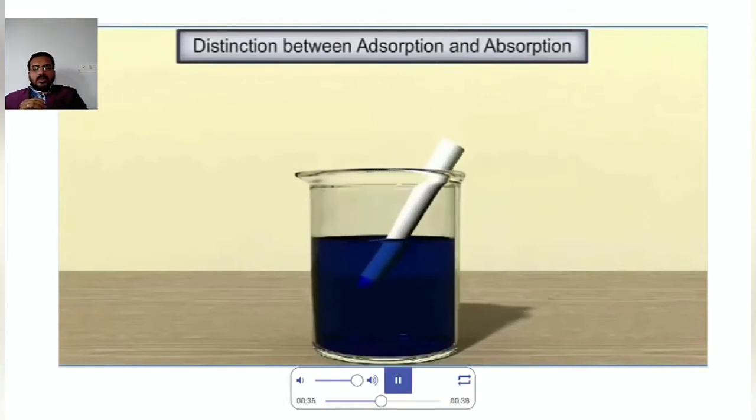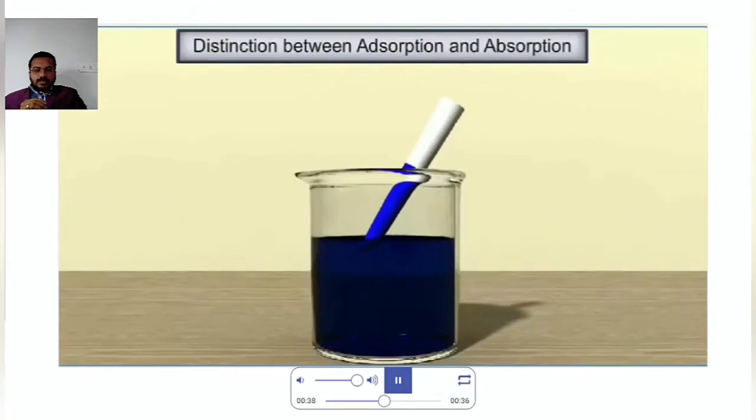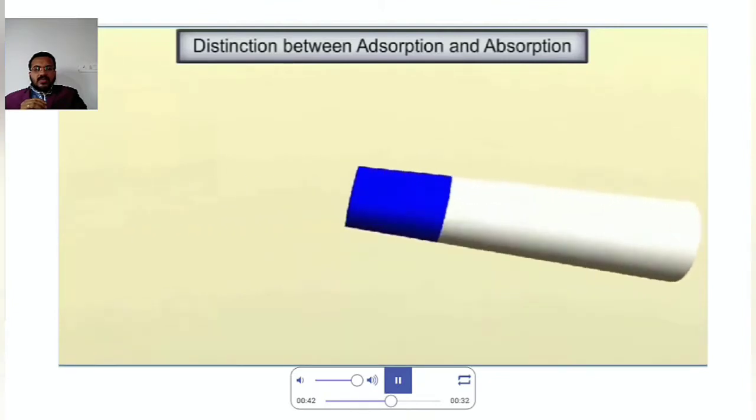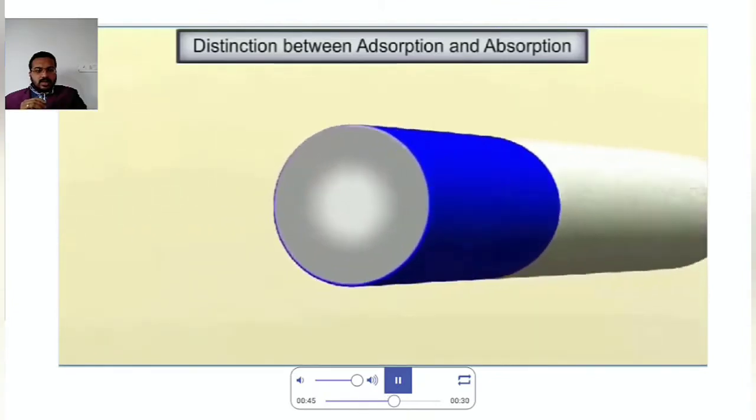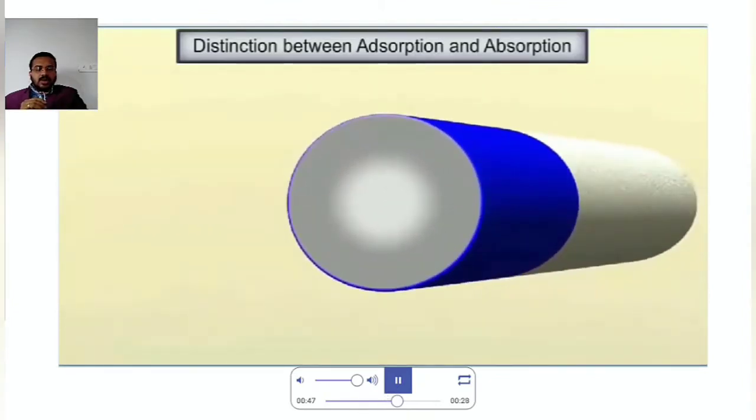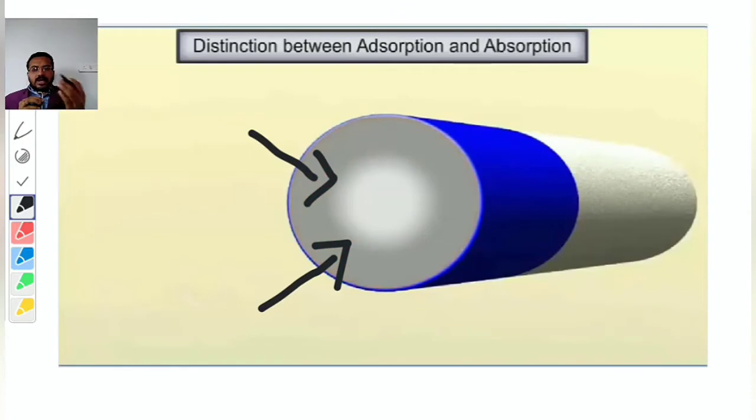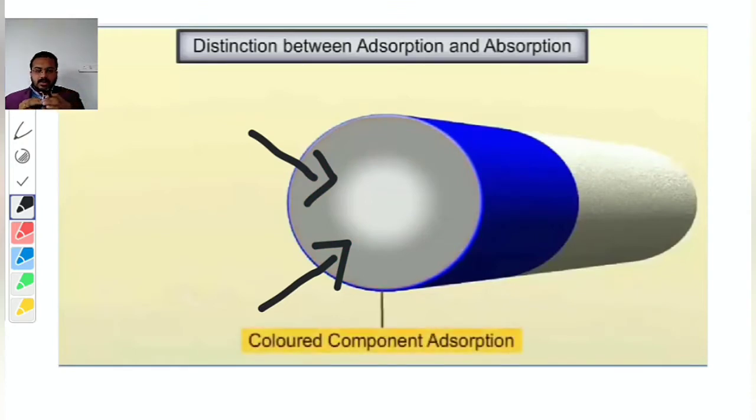So when you dip the chalk in the ink, this is the after effect of that. You can see that the color of the dye is retained on the outer part of the chalk. So the dye is now only on the surface of the chalk. So the dye has been adsorbed. But what about the solvent? You can see the solvent has penetrated inside. You can see the color change. Since the solvent has penetrated inside, that is absorption.